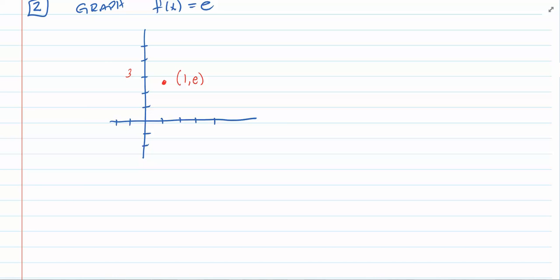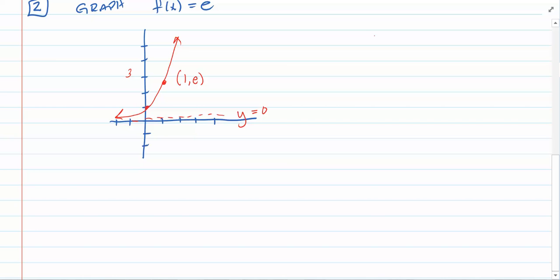What's the other anchor point? The other easy anchor point? 0 comma 1. Very good. So I'm going to have this. Here's my graph for e to the x. Notice it looks just like every other exponential function, right? We still have our asymptote right here, which is the line y equals 0, and all that's still good to go.